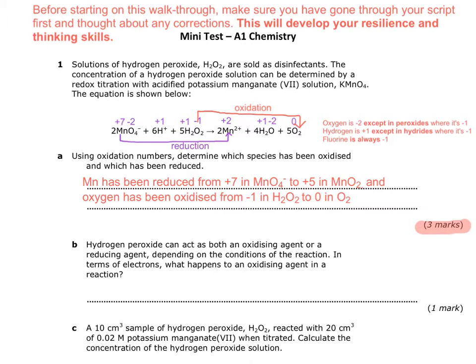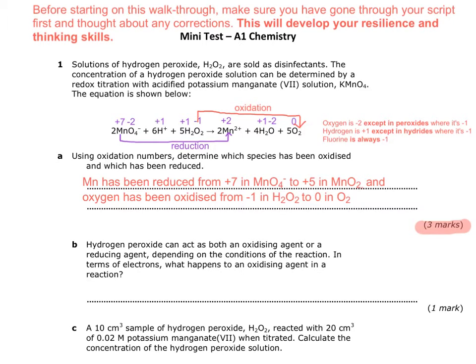You need to say the oxidation state that everything starts in, and in what substance it starts with that oxidation state, and then you need to say what's happened to it, has it been oxidized or reduced, and then finally what oxidation state it ends up as and in what. So let's go through that again.